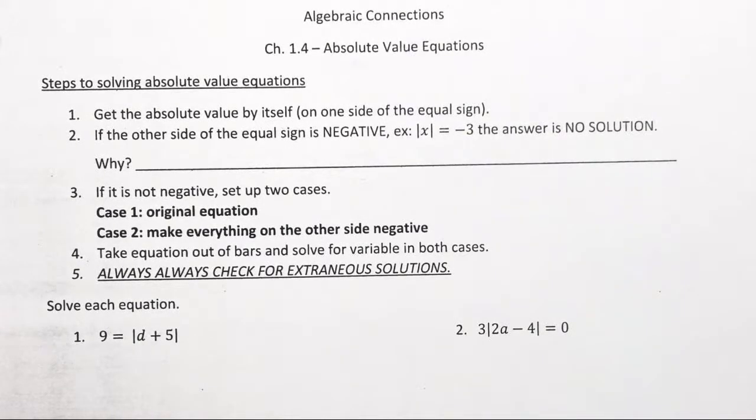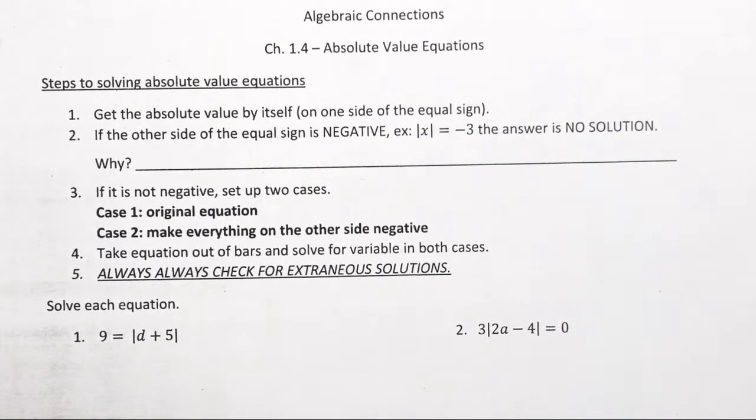So if it's talking about how far something is away, for example, the distance between me and Levi, could it ever be a negative distance? No. So absolute value can never be negative, right? So what's the absolute value of 2? Absolute value of negative 2? Still 2. Does everybody understand?